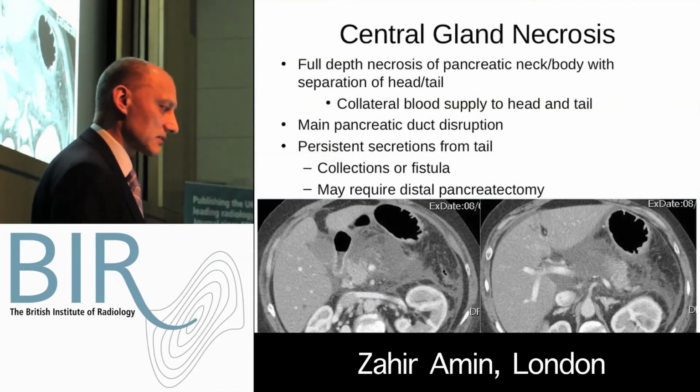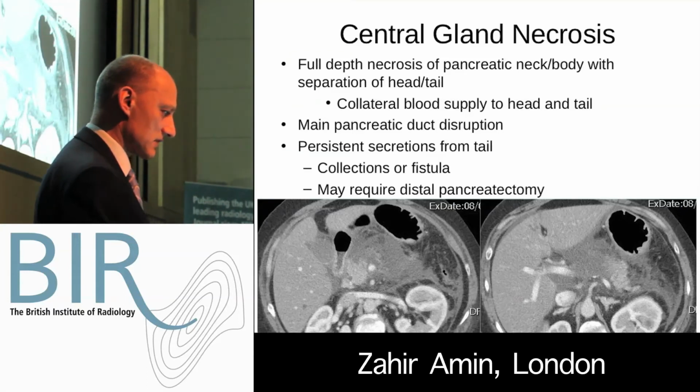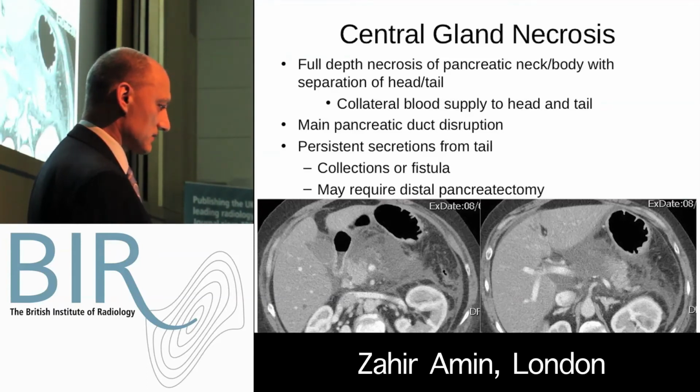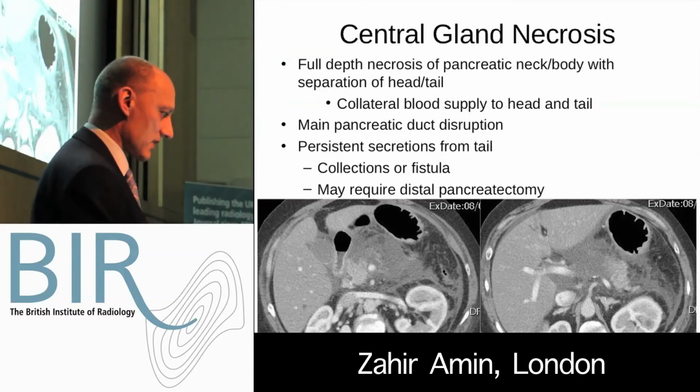Central gland necrosis is not separately classified in the revised system, but is an important finding to point out to the clinician. It indicates full depth necrosis of the pancreatic neck and body with separation of the head and tail, and this is because there's a collateral blood supply to the head and tail that maintains their viability.